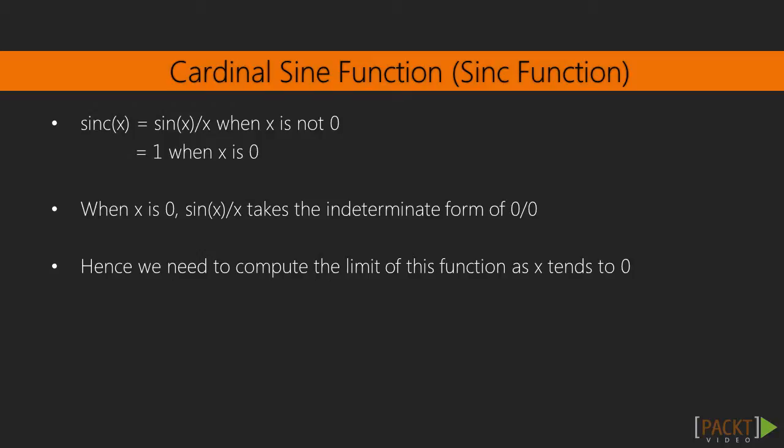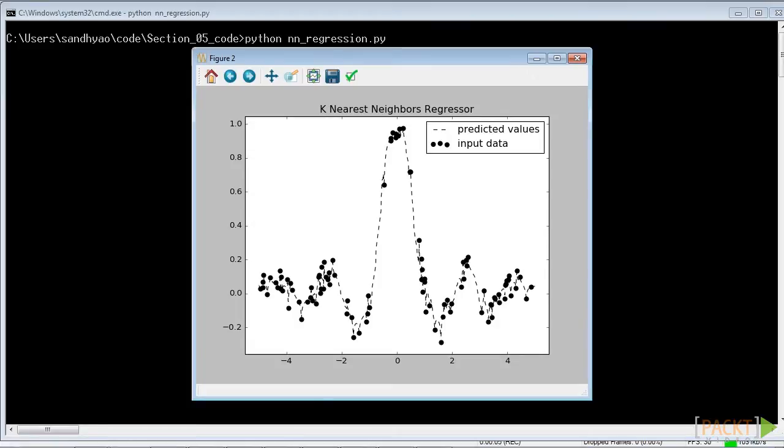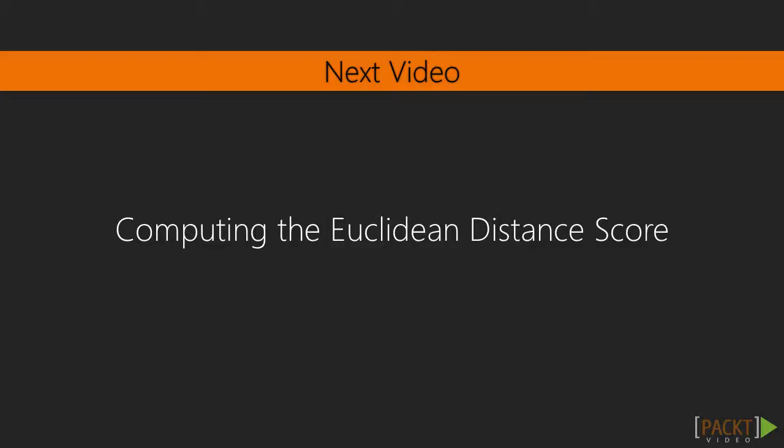We used a set of values for training, and we defined a denser grid for testing. As we can see in this figure, the output curve is close to the training outputs. In this video, we used the k-nearest neighbours algorithm to build a regressor for the data provided by us. In the next video, we'll build a similarity metric by computing the Euclidean distance score.